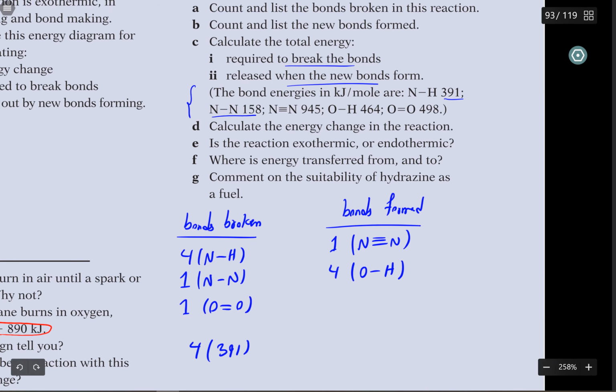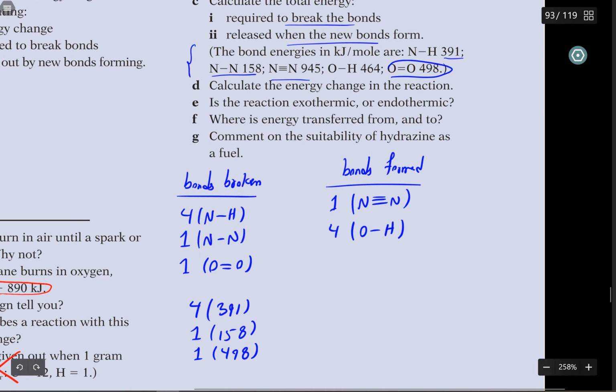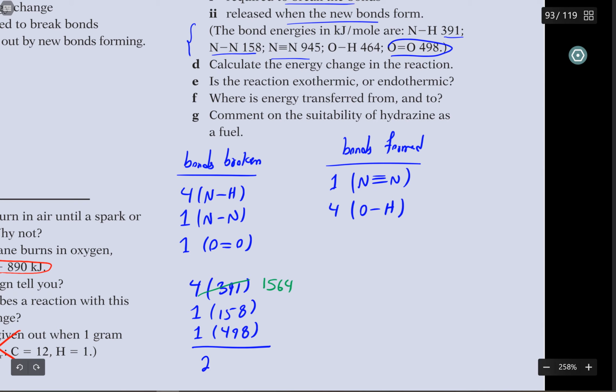You should not confuse this one. This is the nitrogen single bond nitrogen. This one is nitrogen triple bond nitrogen. So I have 1 times 158, and also oxygen double bond O is 498, and I have 1 times 498. So the total energy which we need for breaking the bonds is 2220 kilojoule per mole.